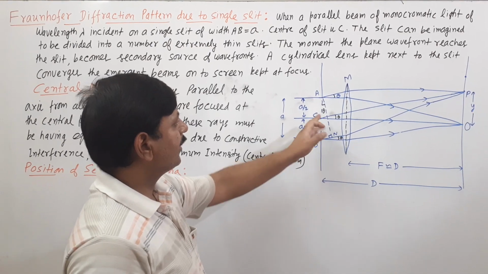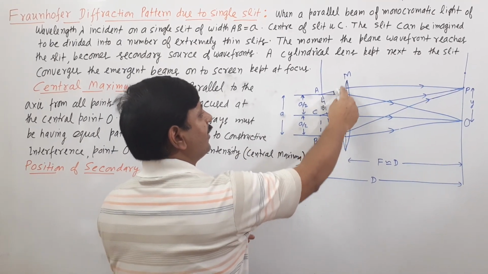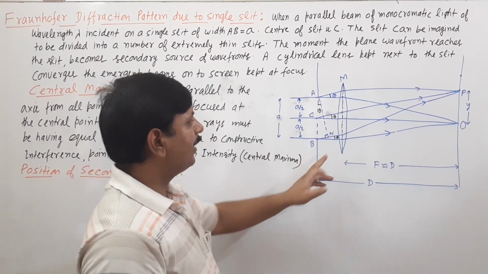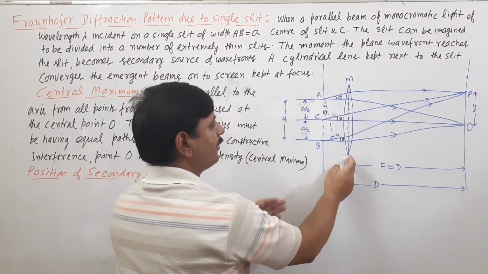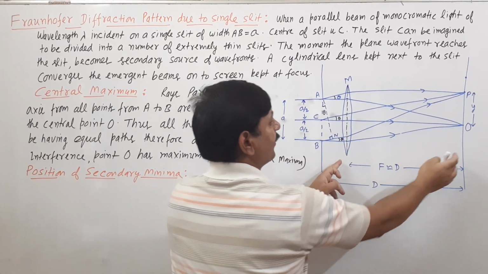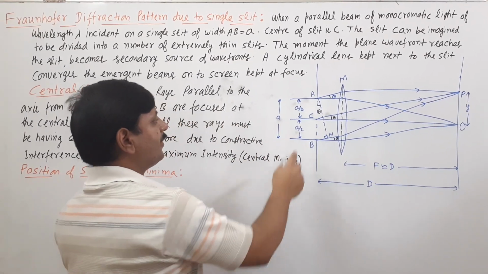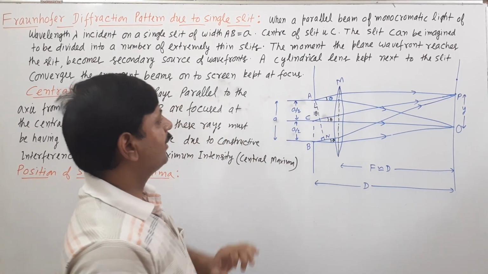After emerging from this slit AB, the light falls upon a cylindrical lens, and one screen we have kept at the focal distance of the lens. C is the midpoint of this slit.